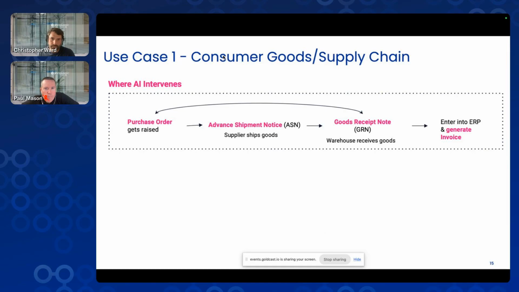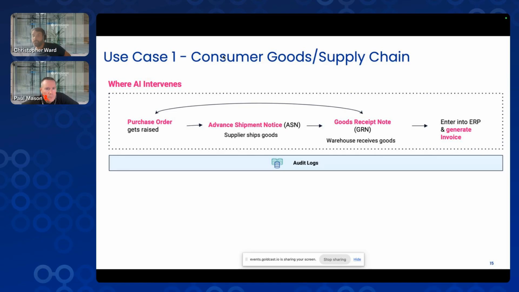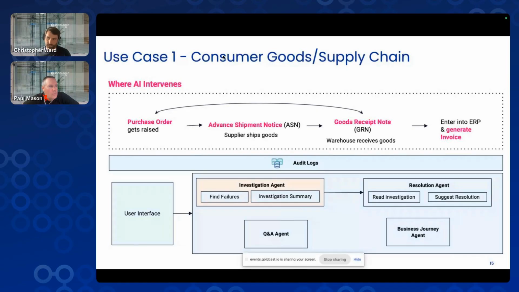So we wanted to take this and really think about, again, where can AI intervene and help in this problem space. So firstly, throughout the process, there are a series of audit logs. So at each of the key steps, we track from purchase order through to the invoice generation, the key events that are happening. And the agents that we've built are effectively interrogating those logs in a few different areas. So we're using it to investigate and find failures within those logs, generate an investigation summary. I'll be showing you a short demo of that shortly.